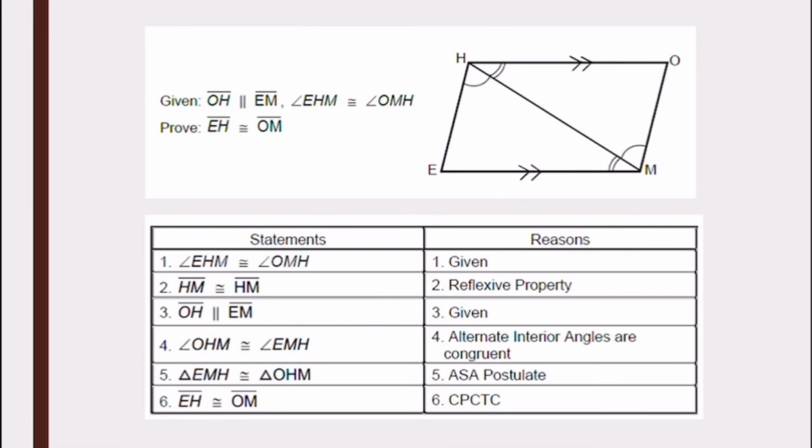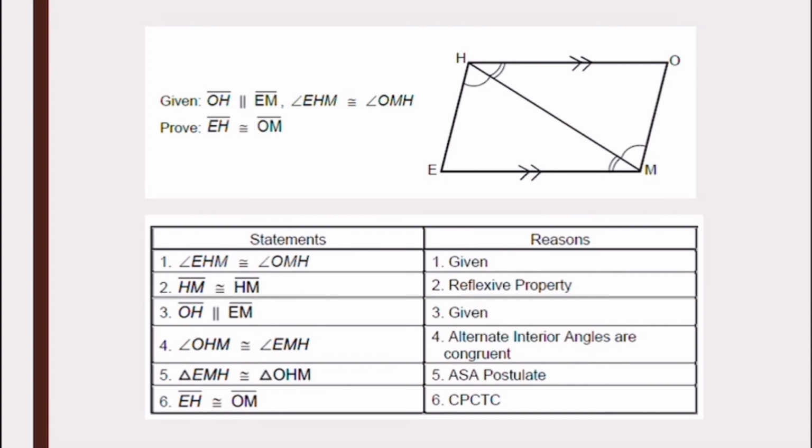Next, for our third example, the given here is line segment OH is parallel to line segment EM, and angle EHM is congruent to angle OMH. So let's prove that line segment EH is congruent to line segment OM. So we have here 6 statements.